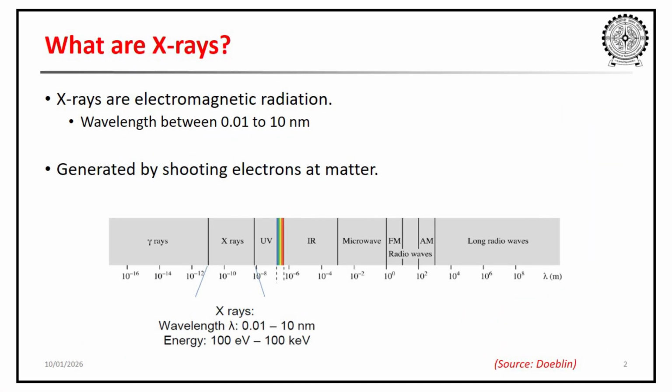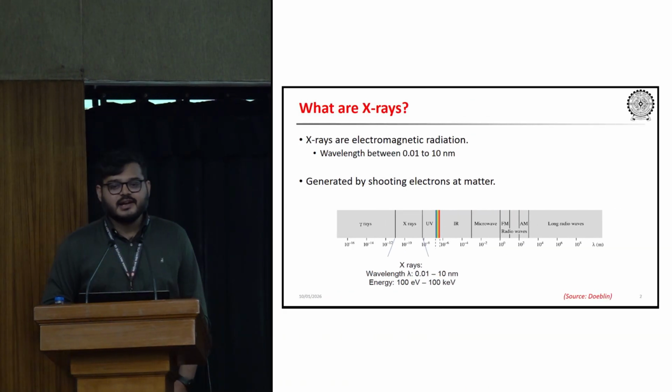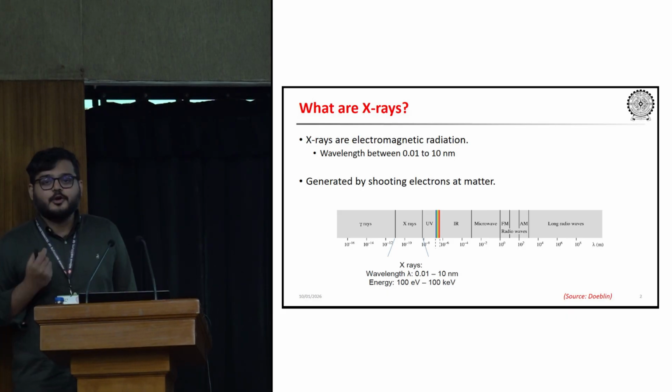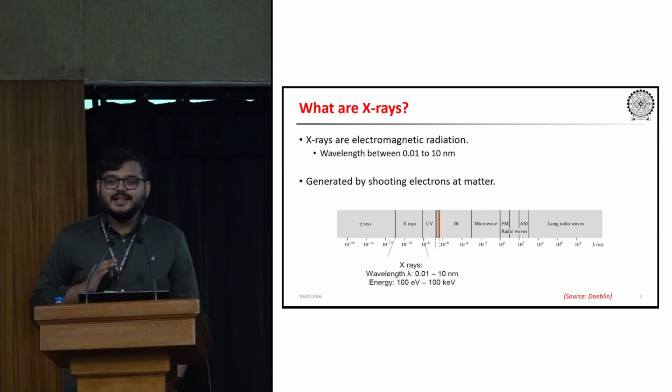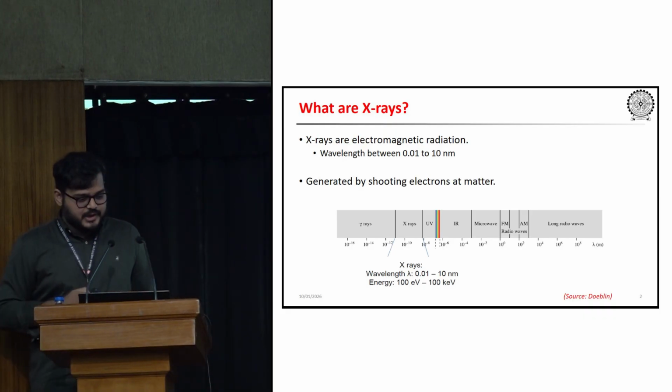So the first question, what are X-rays? You use the technique, so you should be able to tell me what X-rays are. X-rays are an electromagnetic wave, right? So X-rays are electromagnetic radiation, and typically they have a wavelength between 0.01 to 10 nanometers, right?